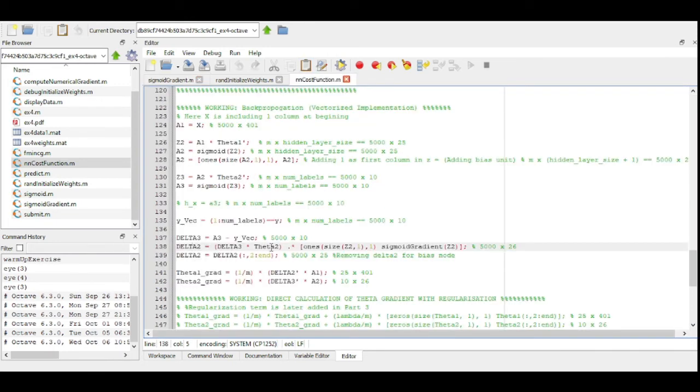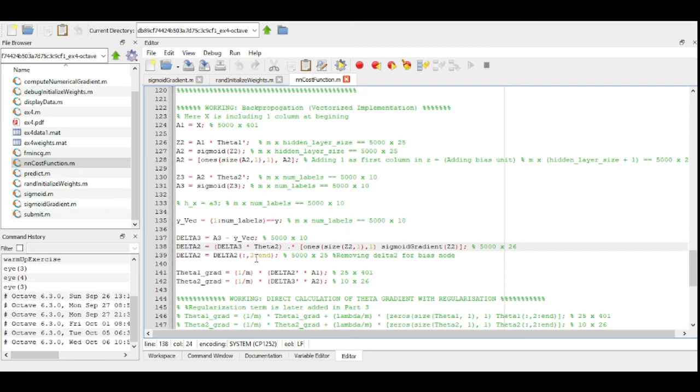So just delta 3 into theta 2, and we do the element-wise multiplication with the sigmoid gradient of z2, and this is the one we are going to add in the first column. As we are adding one in the first column, we are not going to take that first column, right?